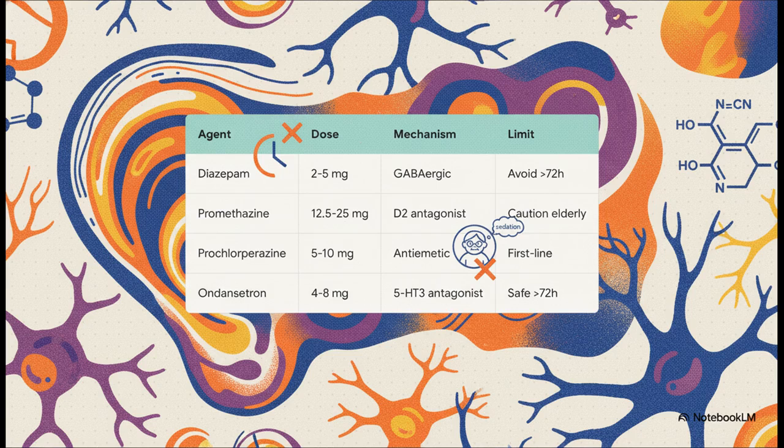Prochlorperazine is a great first-line antiemetic. It has minimal suppressive effects, but conversely, notice ondansetron down at the bottom. As a 5-HT3 antagonist, it provides excellent nausea control without those vestibular suppressive properties. This is your key transition agent. You can safely use ondansetron well beyond 72 hours to manage nausea without shutting down central compensation.